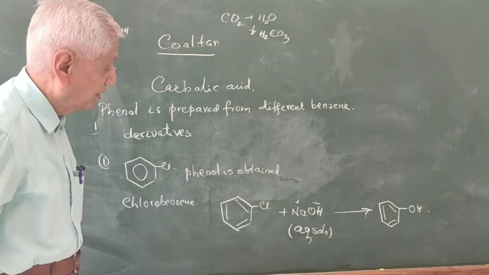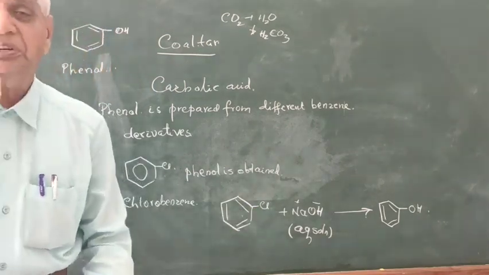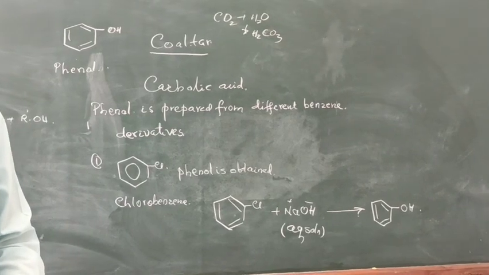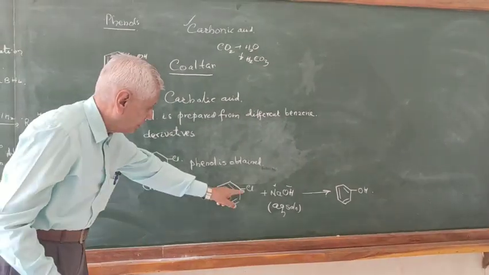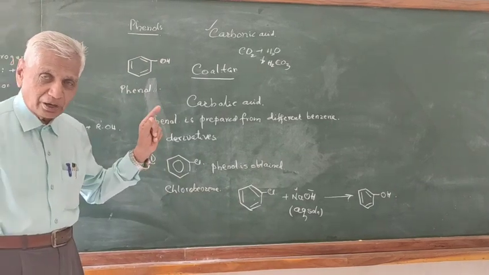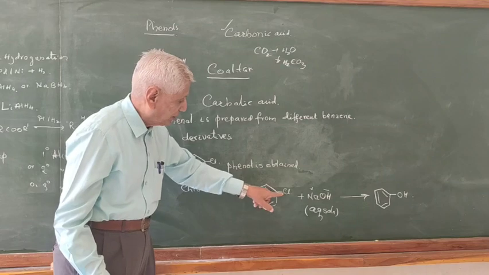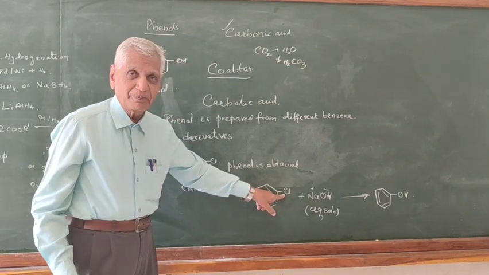Why is it not easy? Because the chlorine is firmly attached to the benzene. Is that clear? So this bond is very strong. You have studied this in the halogens, so let me not discuss it once again here. So this Cl cannot be replaced very easily.